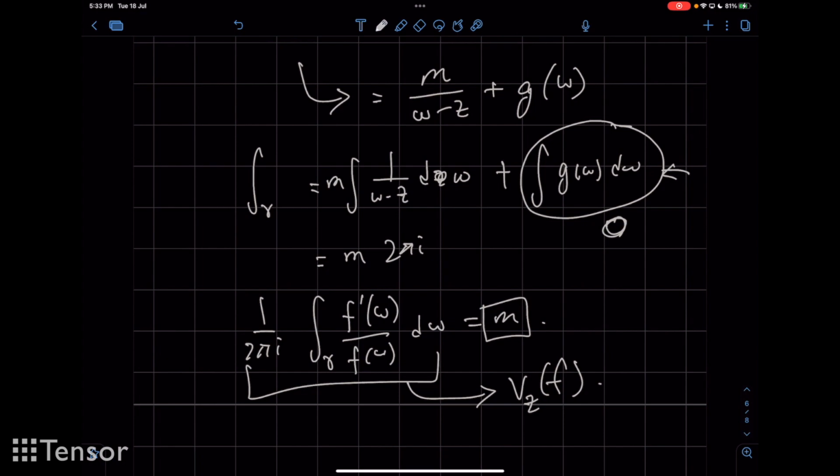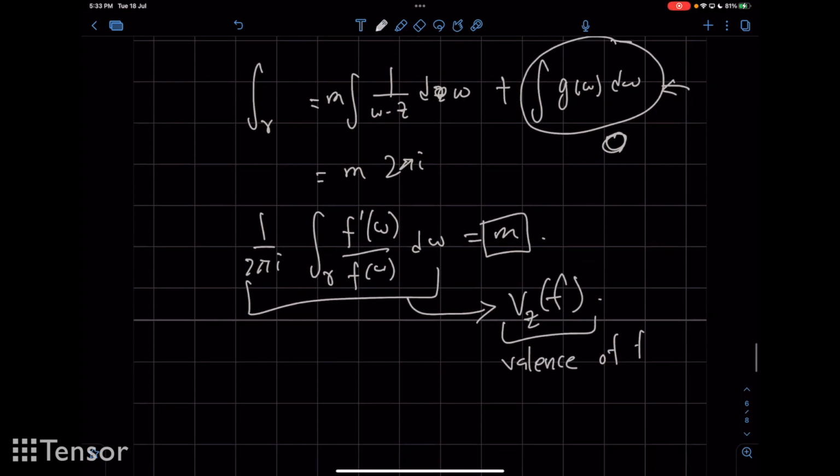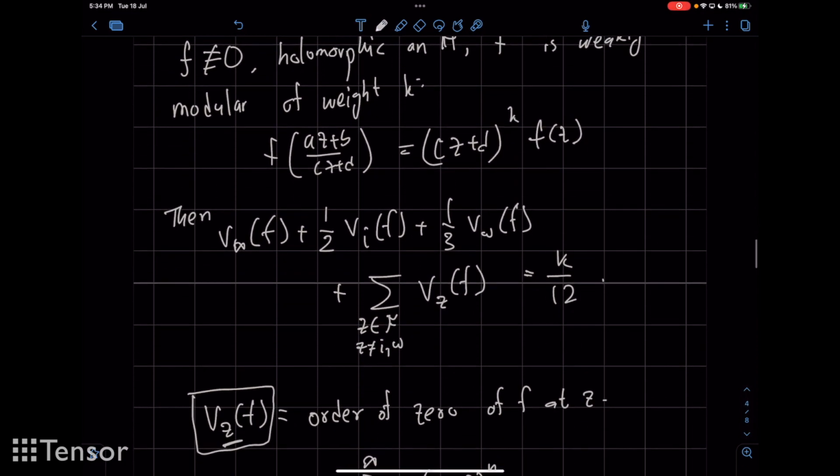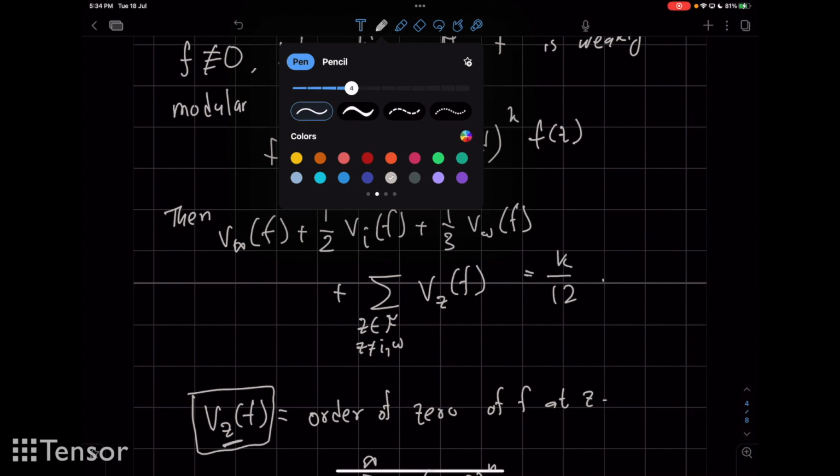Also, in many textbooks you'll see that this term is called the valence of f at z. So that's why our formula gets the name valence formula. Okay, so let us get back to the statement. We have defined what v_z is, and v_w, v_i in a similar way. Then what is this thing?